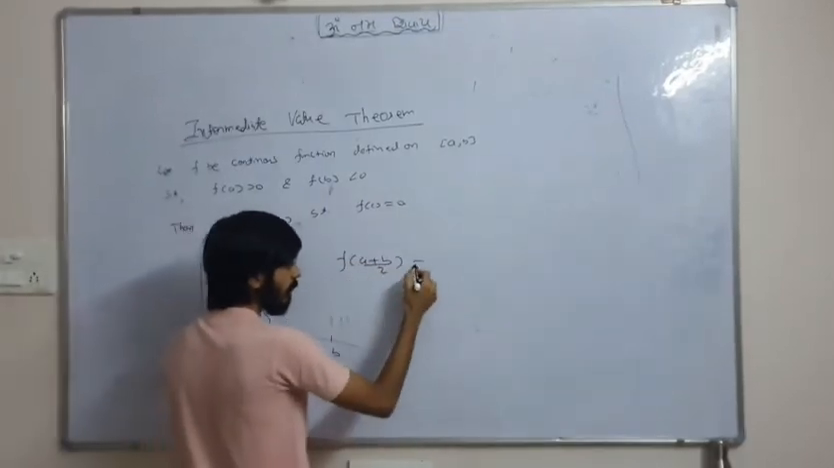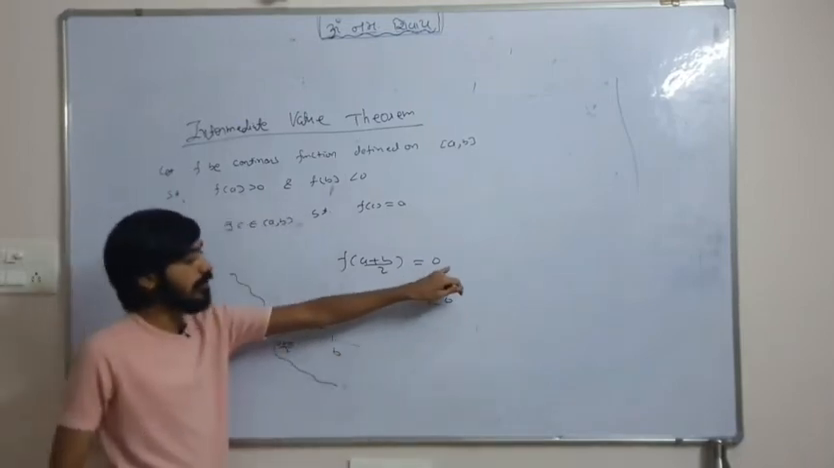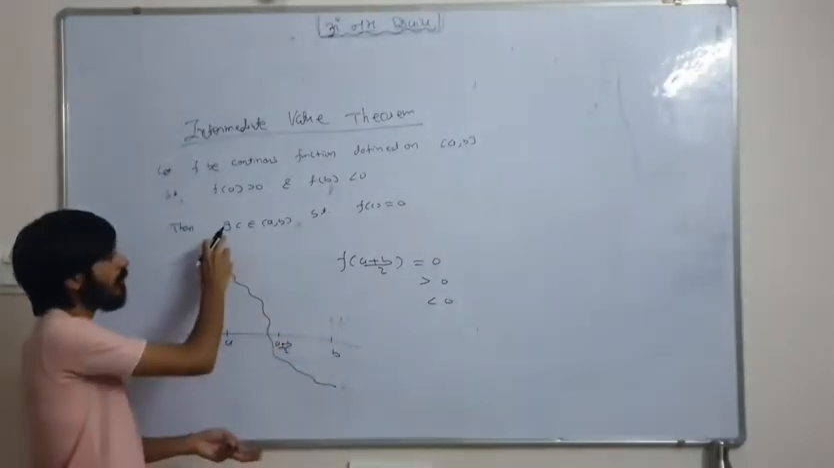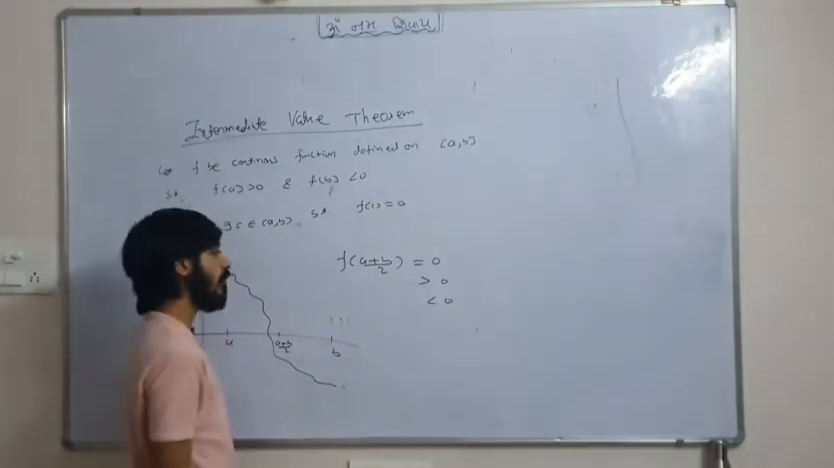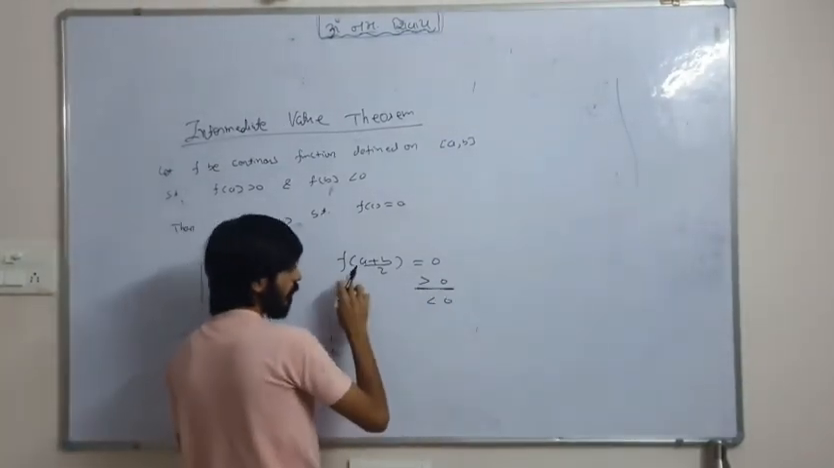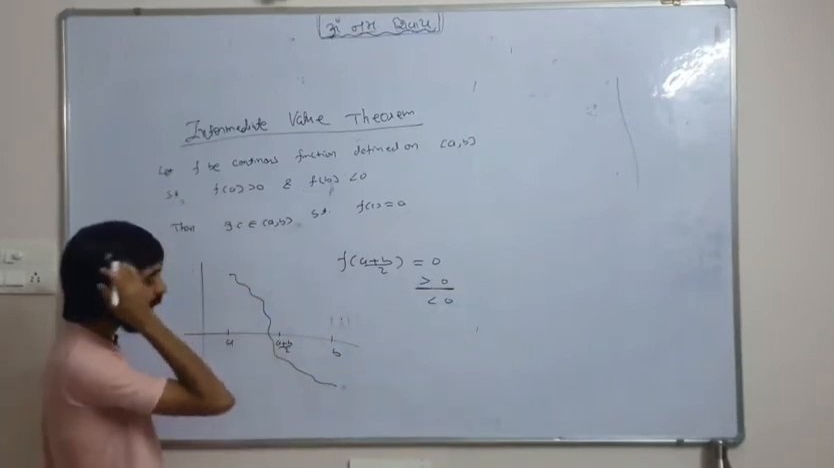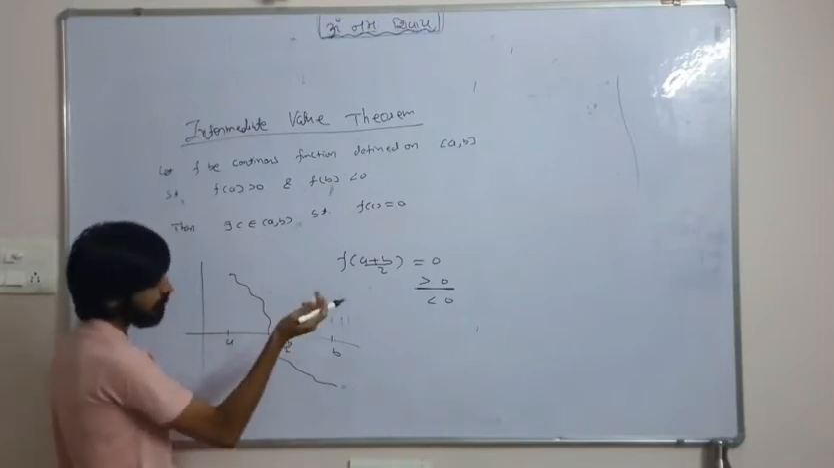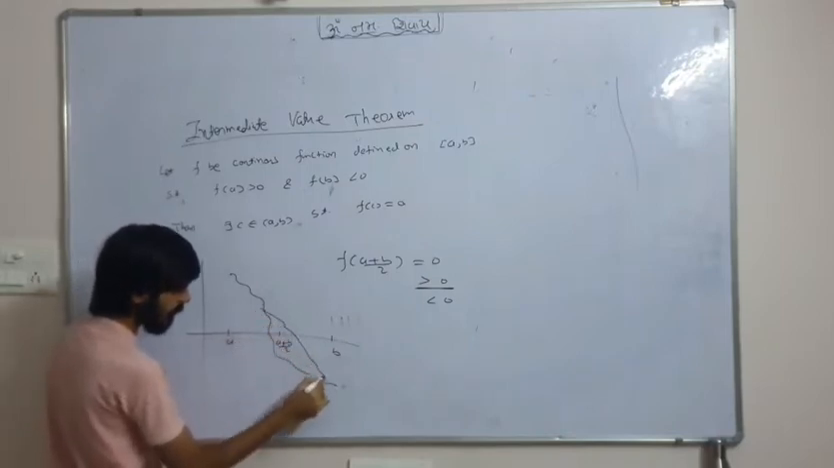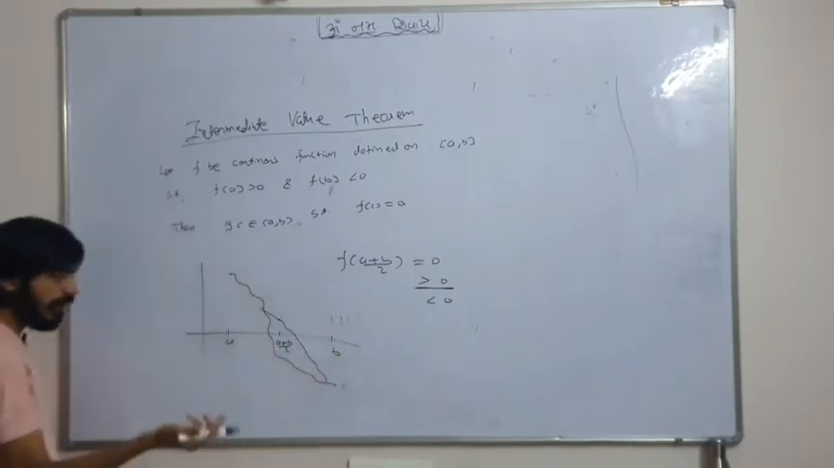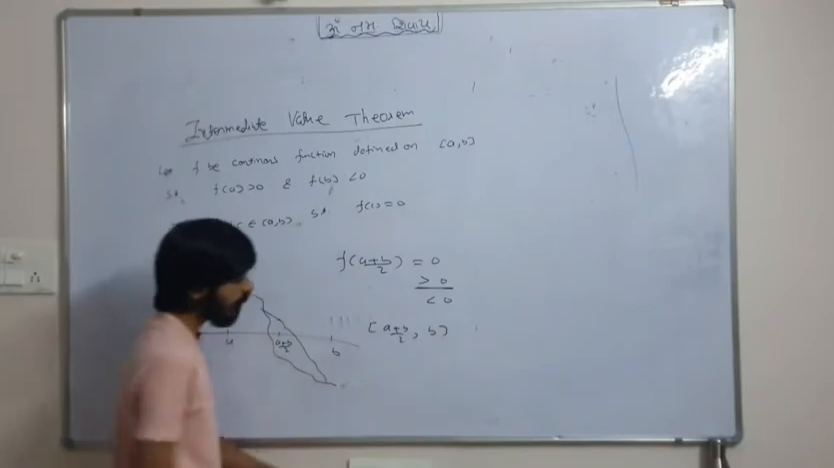Now this can be either equal to 0, positive, or less than 0. If this is equal to 0, then we are done. Then we have already found a point inside this interval such that the function value is equal to 0. So we are done. Now if f((a+b)/2) is positive, this means the function is something like this. Then I will look at the interval from (a+b)/2 to b.